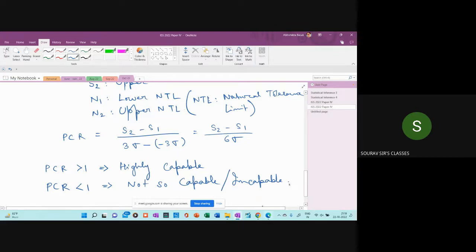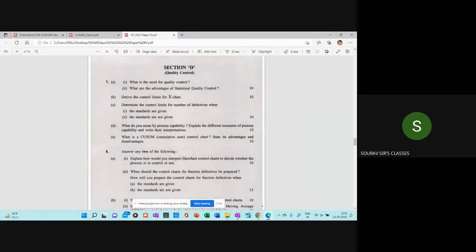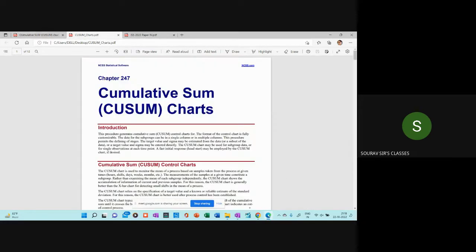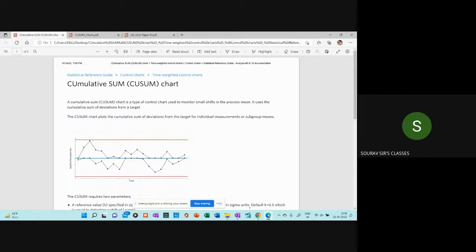Next, we will move on to the next question, which is question number 7, part E. What is a CUM-SUM, that is, cumulative sum control chart? State its advantages and disadvantages. So basically, for the CUM-SUM chart, I will refer to a PDF, which is this one. So the cumulative control chart is something which is this one.